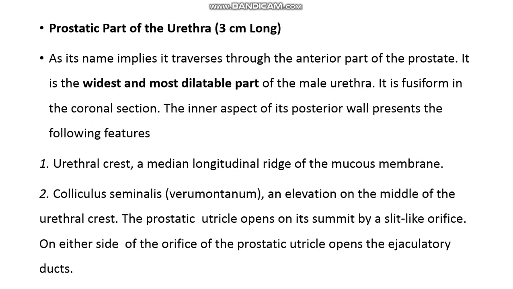We can discuss each main part of the male urethra in detail. So the first part is the prostatic part, which is 3 cm long. As its name indicates, it travels through the anterior part of the prostate. This prostatic part is the widest and most dilatable part of the male urethra. When viewing it in coronal section, it has a fusiform appearance.